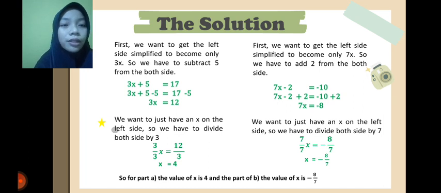Now we want to just have an x on the left side, so we have to divide both sides by 7. So 7x divided by 7 equals minus 8 divided by 7. Now we get x equals minus 8 over 7. So for the first equation, the value of x is 4, and for the second equation, the value of x is minus 8 over 7.